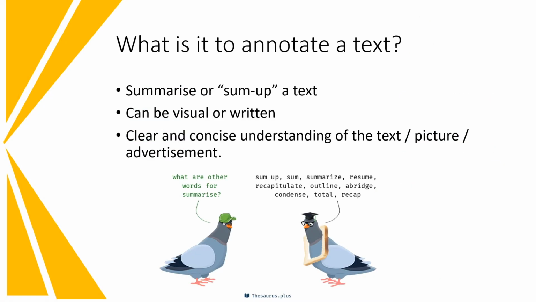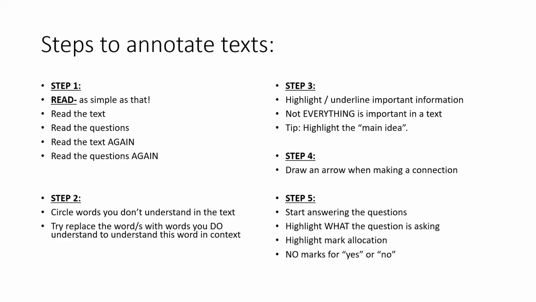What is it to annotate a text? It is to summarize or sum up a text. It can be a visual text or a written text. It should be a clear and concise understanding of your text, your picture, or your advert.